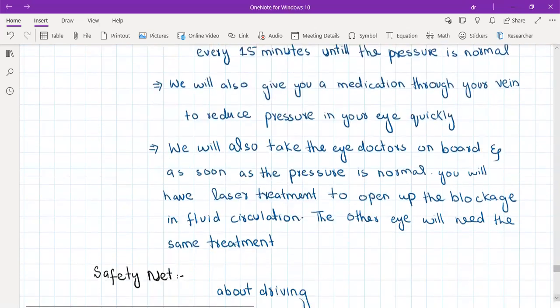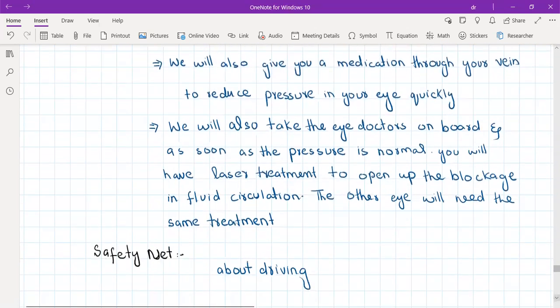You will also tell them that we will take the eye doctors on board. So it is like an ophthalmology referral, but if the patient is in the ER, it is an internal referral. So they will just inform the ophthalmology department, and someone from the eye department will come and examine the patient in the A&E, and later might shift them to the ophthalmology ward.